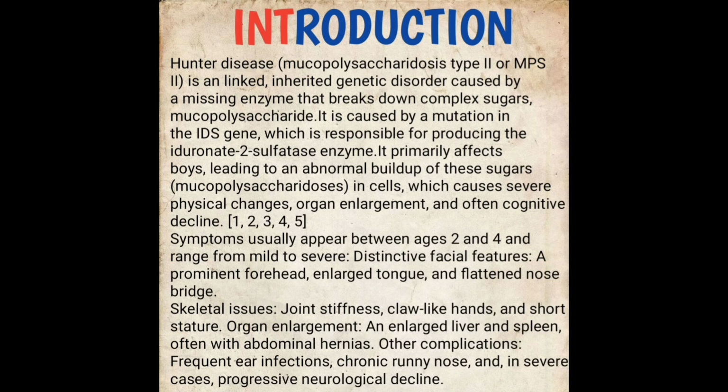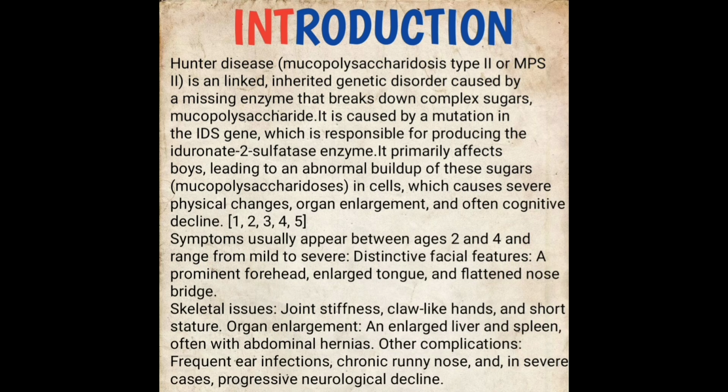mucopolysaccharidosis. In cells, as you see, every cell has that nucleus as well as the chromosomes, as exposed in this photo, which causes severe physical changes, organ enlargement, and often cognitive decline. Symptoms usually appear between ages 2 and 4, and that is considered early onset, and range from mild to severe.